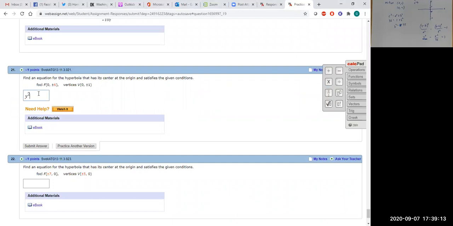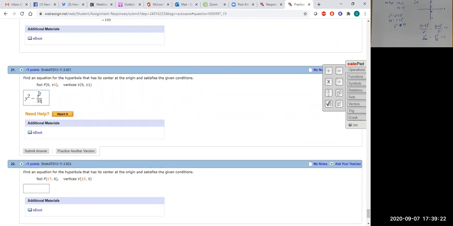Y squared minus X squared over 35 equals 1.